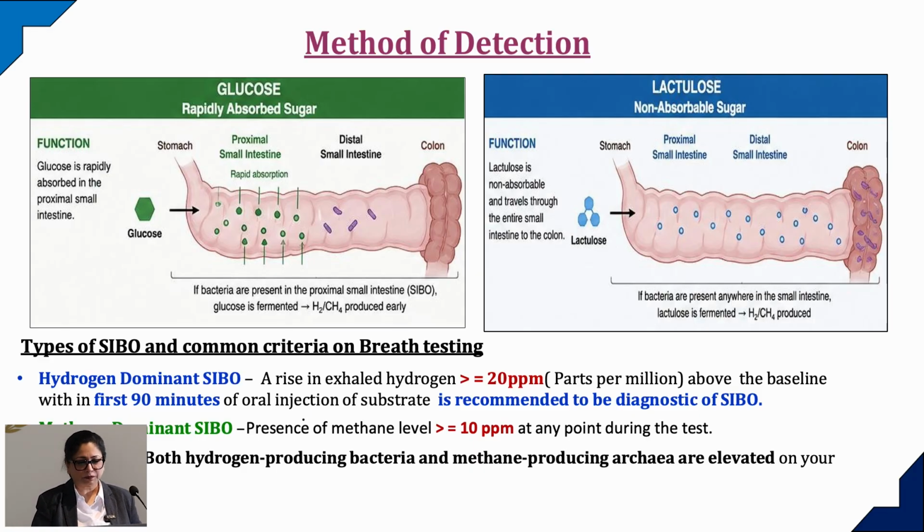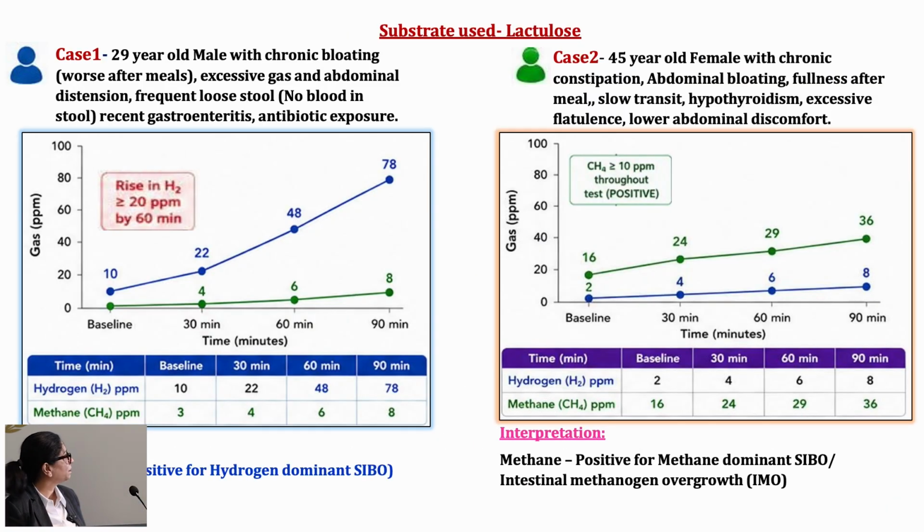Now let us see some cases. A 29-year-old male with chronic bloating after meals, excess gas and abdominal distension, frequent loose stool, no blood in stool, recent gastroenteritis and antibiotic exposure.